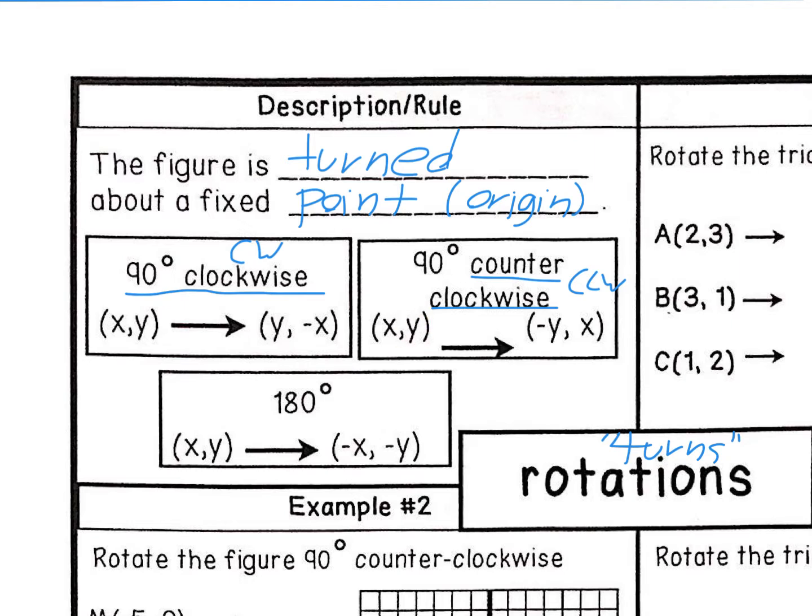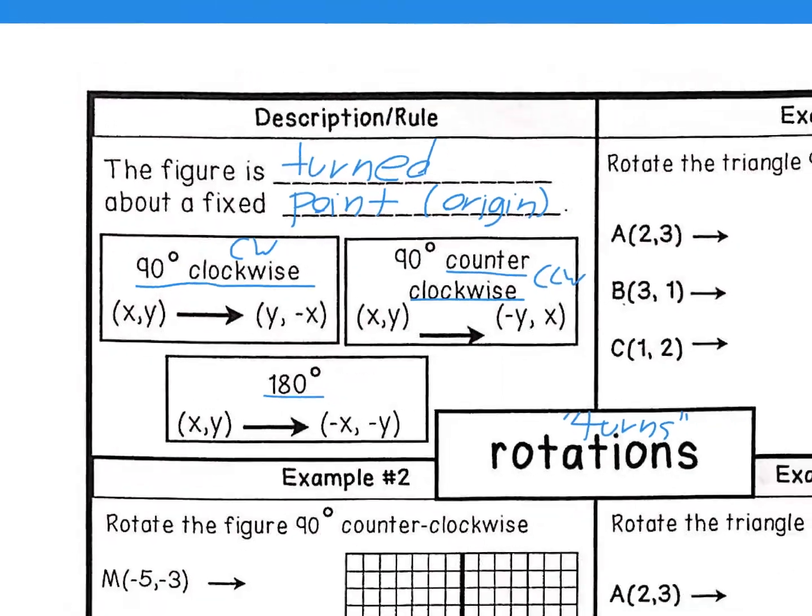Finally, we can have a 180-degree rotation. It doesn't matter if we go clockwise or counterclockwise, because 180 degrees is basically a reflection. And just like a certain reflection that we covered a few days ago, we take our x and y, and we make them negative.